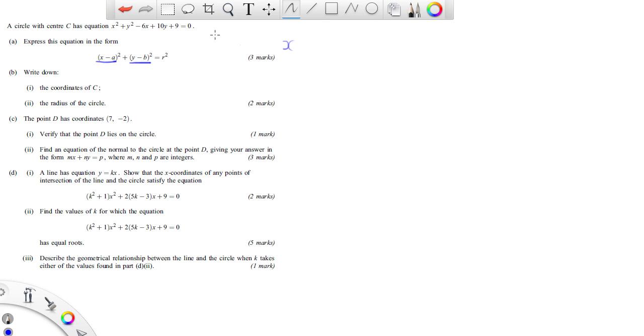So I'm going to look at my x term, so I'm going to have x squared minus 6x. I'm going to leave a blank there. And I'm going to have the y squared plus 10y and another blank. And since this r squared is on the other side, it's going to be a constant. I'm going to move that 9 to the other side, so I have a constant over there. So now all I need to do is complete the square. It's nice and easy with these.